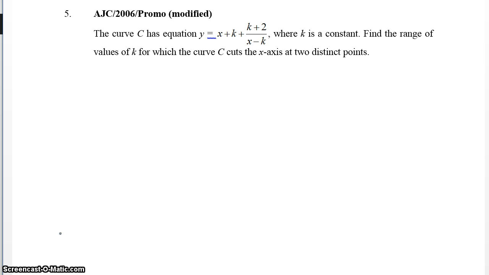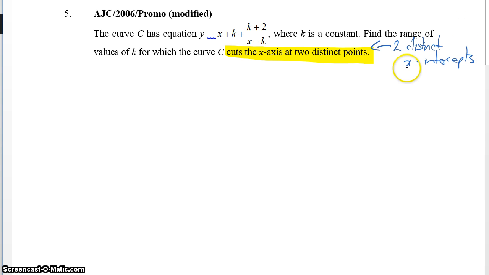Question 5 starts off by telling us that the curve C has this equation, where k is a constant, and we're asked to find the range of values of k for which the curve C cuts the x-axis at two distinct points. What does that actually mean? Well, where it cuts the x-axis, that's an x-intercept. So we want two distinct x-intercepts.